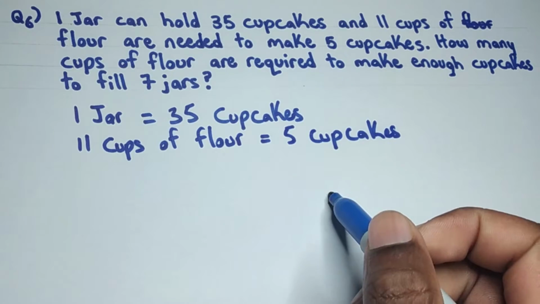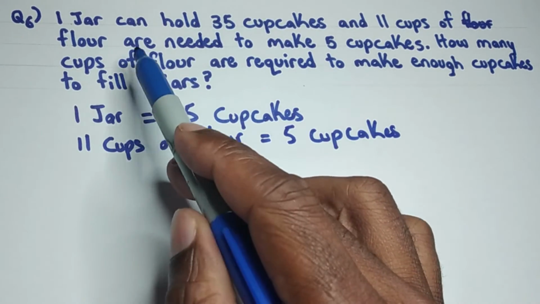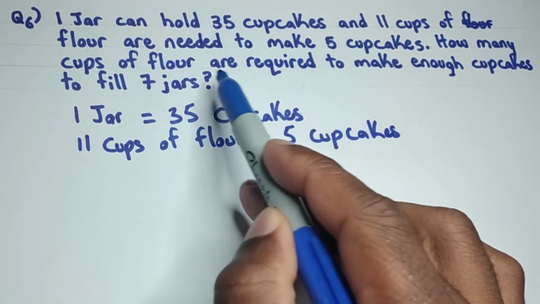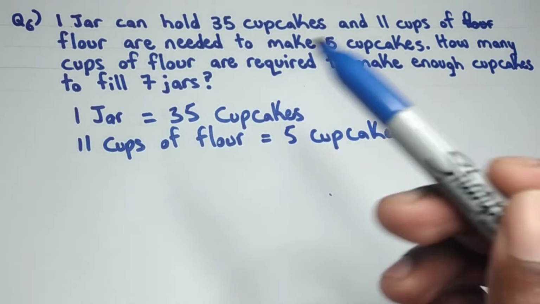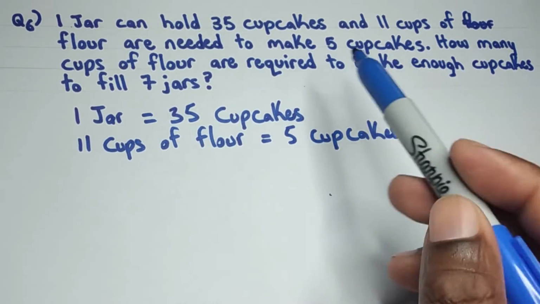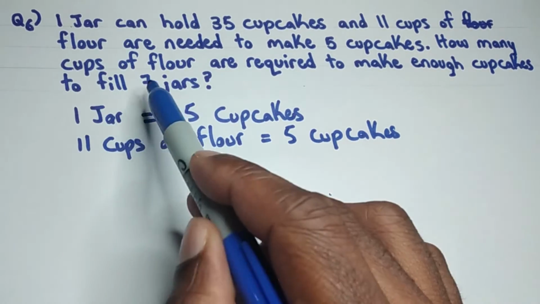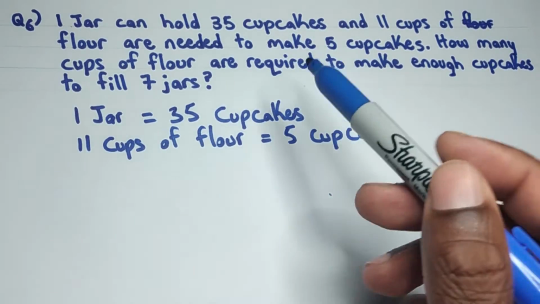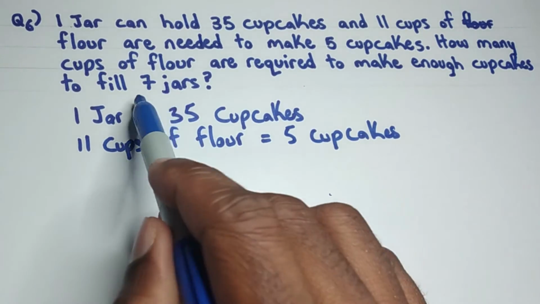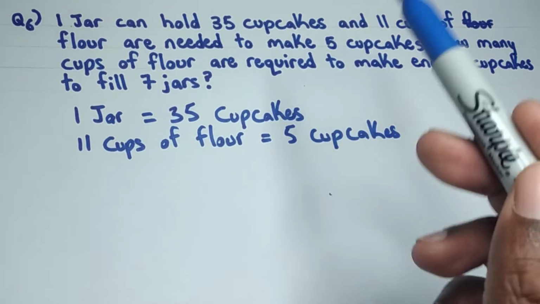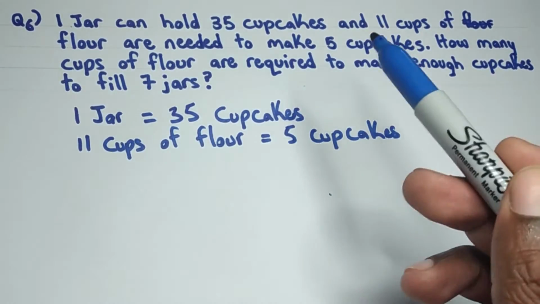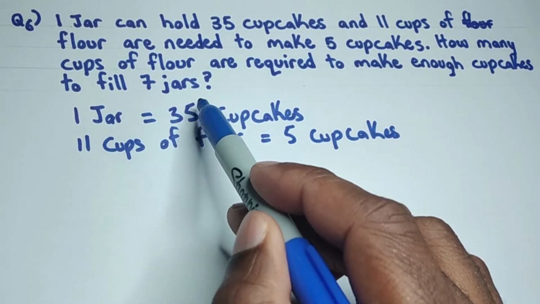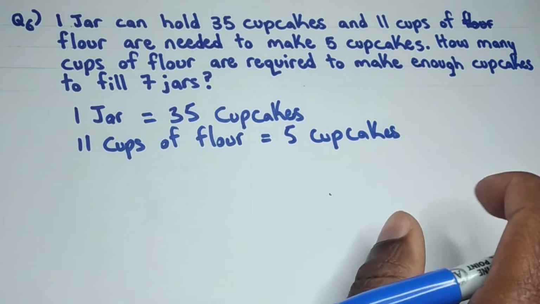Alright, and then they ask us how many cups of flour are required to make enough cupcakes to fill 7 jars. So the first thing that we need to ask ourselves is how many cupcakes is required to fill the 7 jars. After we would have found out the amount of cupcakes that is needed to fill the 7 jars, we can then find out how many cups of flour it will take to make those cupcakes that will fill the 7 jars. So hopefully that makes a lot of sense to you.